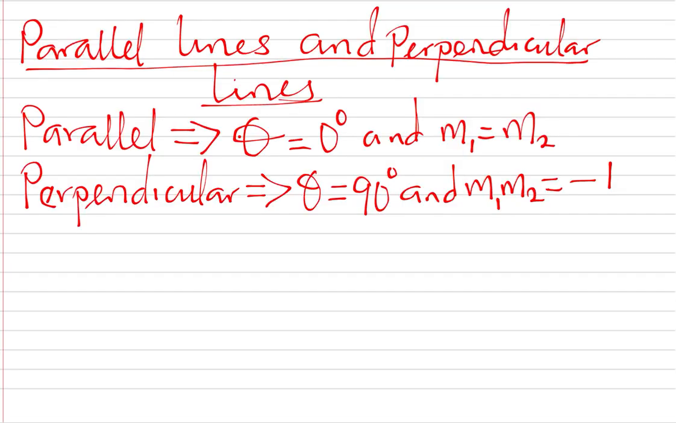Don't forget the theorem. For it to be parallel, m1 has to be equal to m2. For it to be perpendicular, the product of your gradients must be equal to -1.